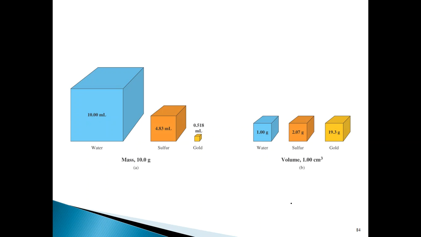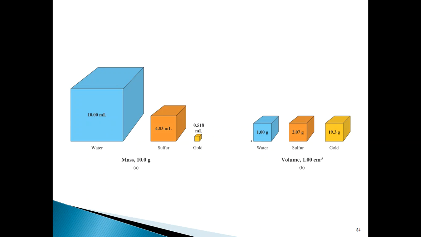We have 3 substances being represented here, all right? We have water, we have sulfur, and we have gold. Each of these weigh 10 grams, right? But look at their volumes. Of these 3, the one with the greatest volume would be water, right? And that's because water has a smaller density compared to the other substances in this list, all right? So therefore, because water has a smaller density for the same mass, its volume would be the highest.